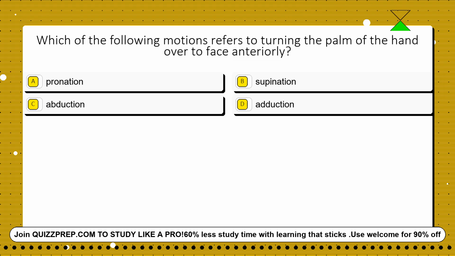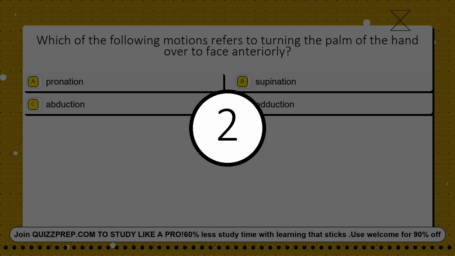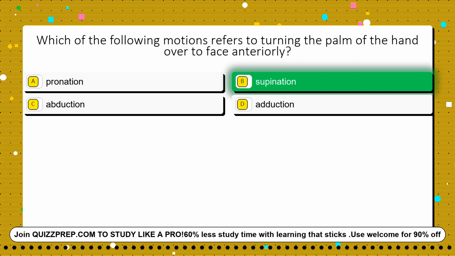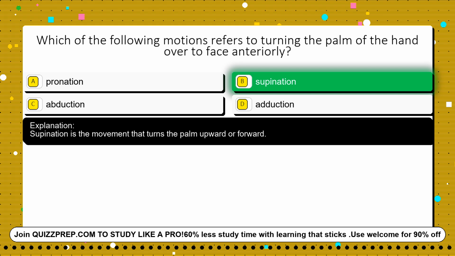Question 91. Which of the following motions refers to turning the palm of the hand over to face anteriorly? Option A, pronation. Option B, supination. Option C, abduction. Option D, adduction. The correct answer is option B, supination. Supination is the movement that turns the palm upward or forward.